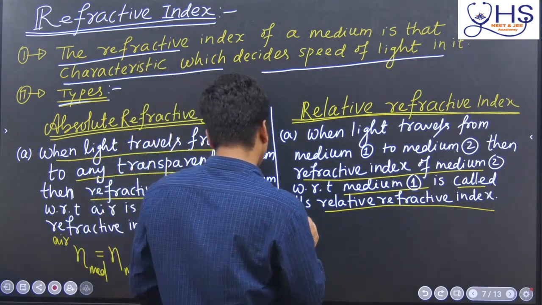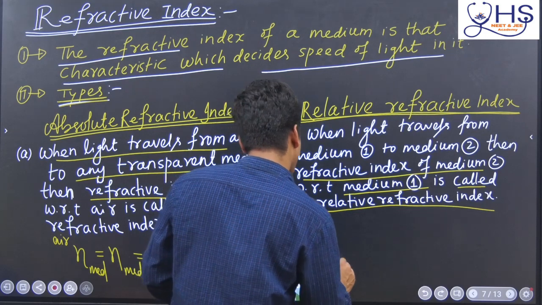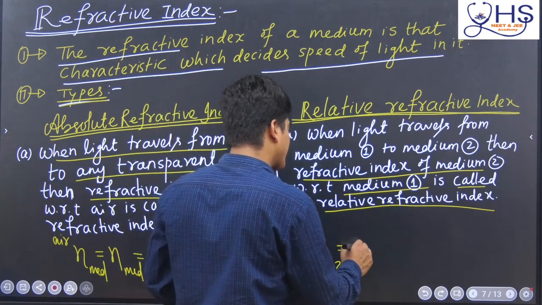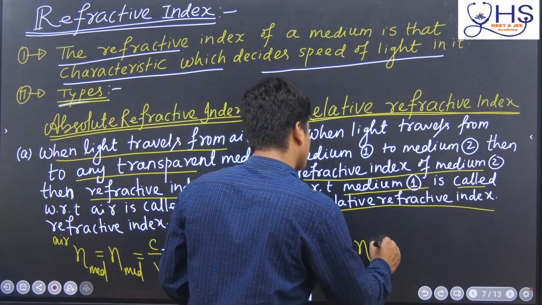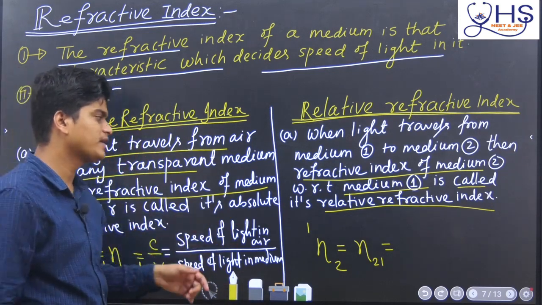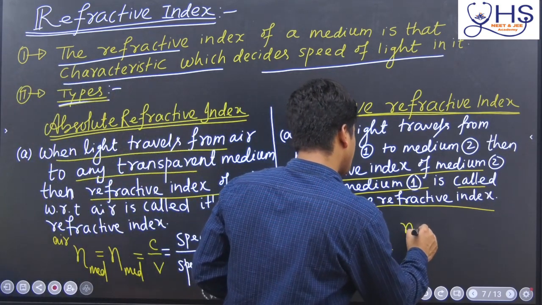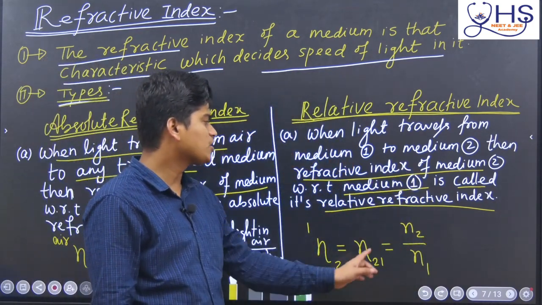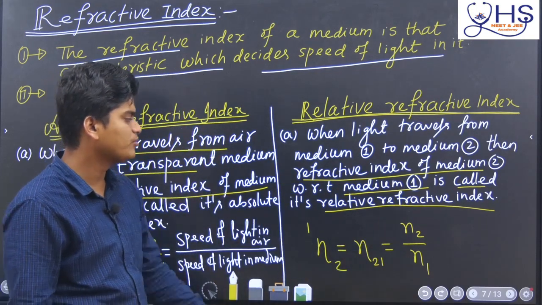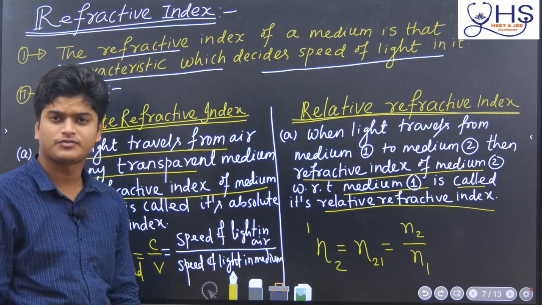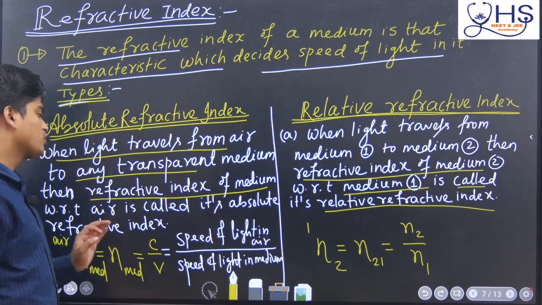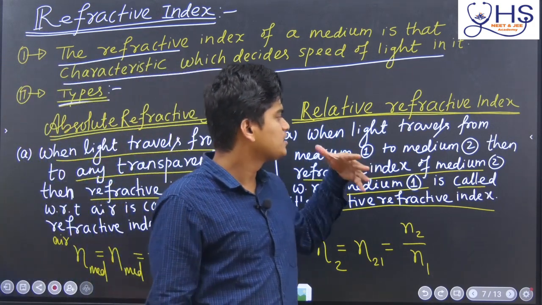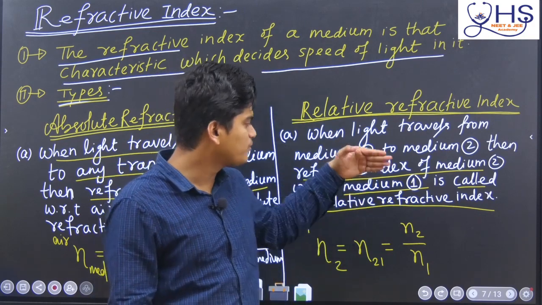Here, if you want to define it, you can define it like this. Light is coming from medium 1 to medium 2, so I write it like this, or I can write eta 2 1, that is also correct, or I can write eta 2 by eta 1. This is called the refractive index of medium 2 with respect to medium 1, or the relative refractive index. So this is the idea of what is relative and what is absolute. Absolute means light is coming from air; relative means light is coming from one medium to another medium.